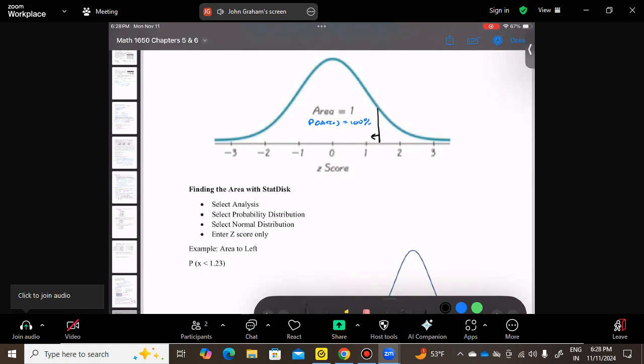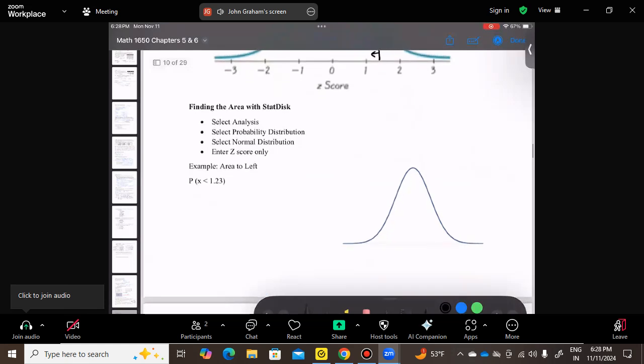Right. We're going to do this on StatDisk. Now, your homework will have a table that you can use. The table is kind of really old school. There's also ways of doing this in graphing calculators, and there's other programs like Excel can do this, but it's much more complicated. Graphing calculators can do this, but it's also more complicated. We're going to use StatDisk. It's going to be the easiest way to do it.